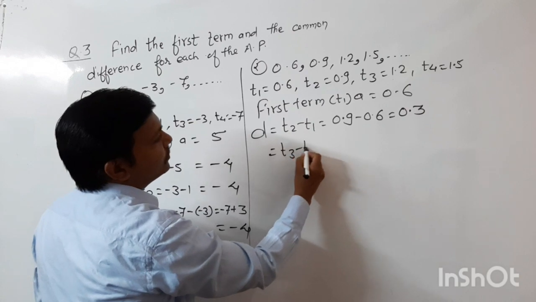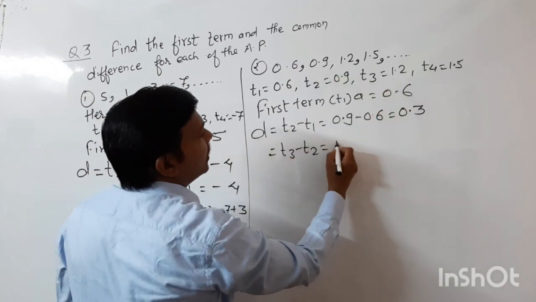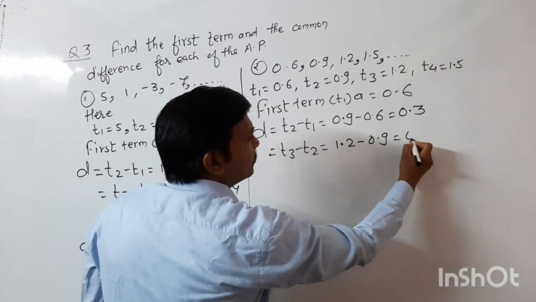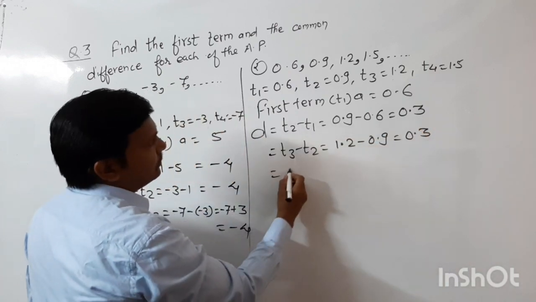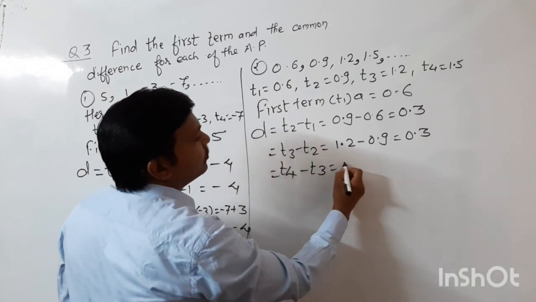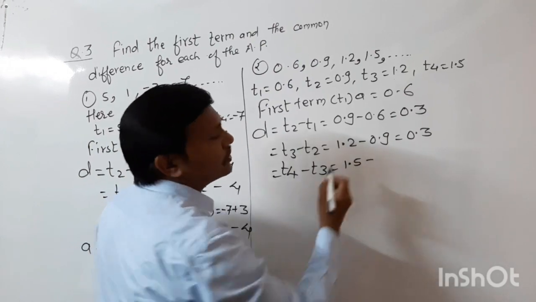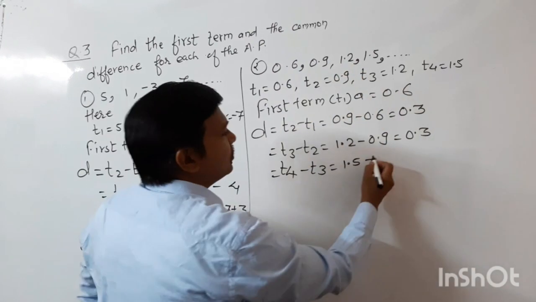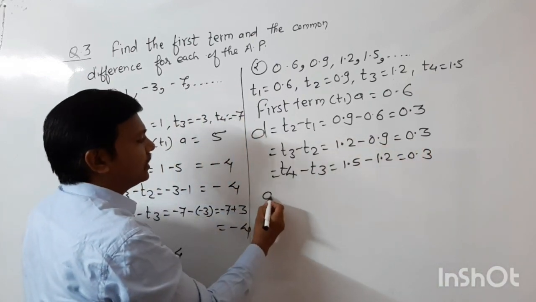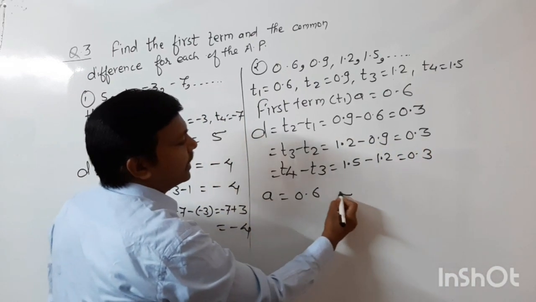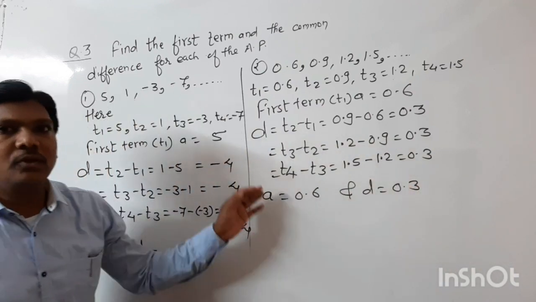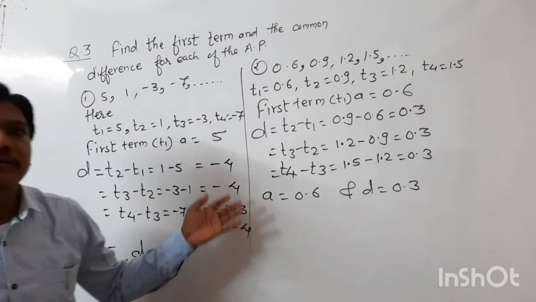Similarly T3 minus T2 means 1.2 minus 0.9. So again it is 0.3. And similarly T4 minus T3, that is 1.5 minus 1.2, that is again 0.3. So we say A equals 0.6 and common difference D equals 0.3. So similarly you can solve the remaining examples by the same method.